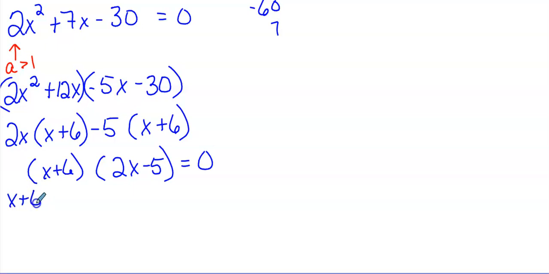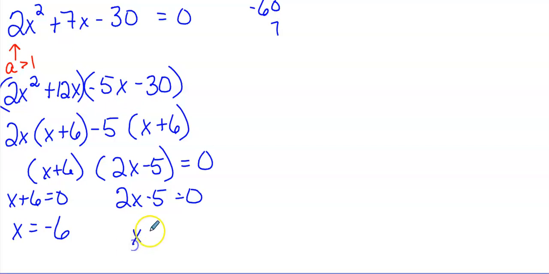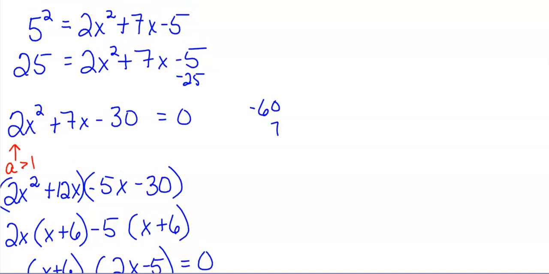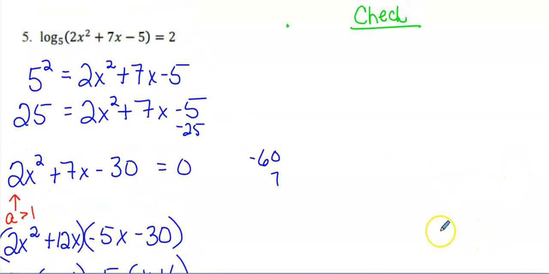So x plus 6 equals 0. 2x minus 5 equals 0. X equals -6. That's going to be 2x equals 5. X equals 5/2. So then we need to check both of those. So I think when I check, I'm going to use, instead of 5/2, I'm going to use 2.5. I think it might be easier because it is an exact number. I can use 2.5 and it's not estimating it or anything like that. So let me get rid of this.